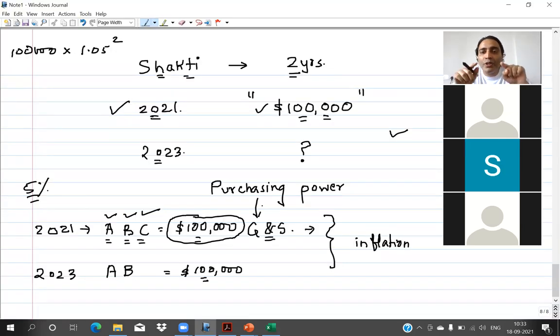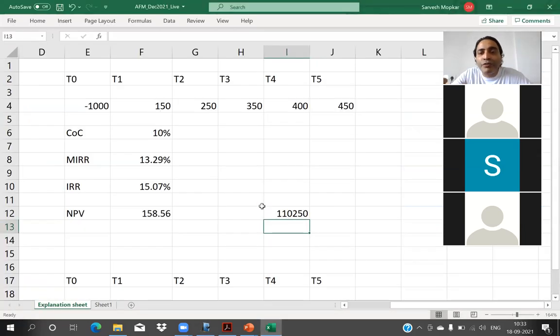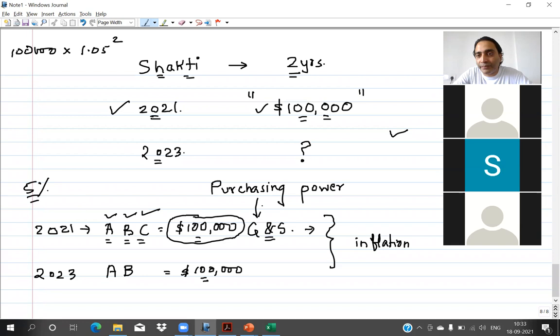That means $100,000 worth today is equal to 110,250 worth after 2 years. अब शक्ति को समझ में आ गया कि सर मुझे एग्जैक्टली कितना पैसा देने वाले, 110,250 देने वाले. When he's saying $100,000 in current terms, that means he has to give me 110,250, then only he's honoring his promise.